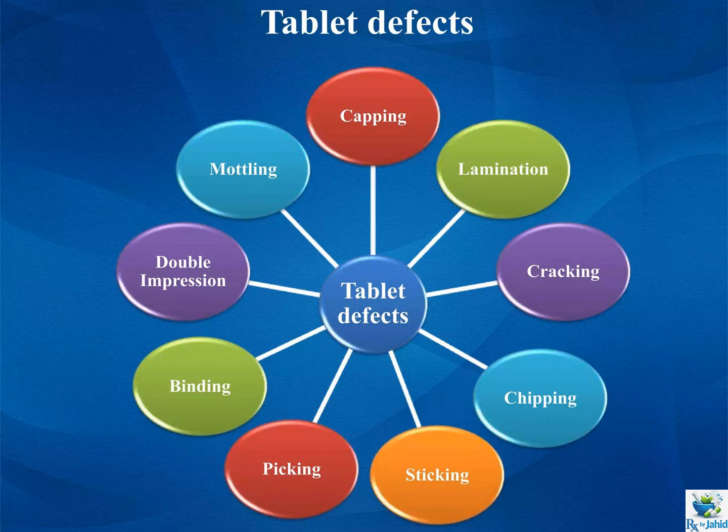So at the end of the video, we'll see that these four, capping, lamination, cracking, and chipping, are similar in case of their causes and remedies. On the other hand, these three, including binding, peaking, and sticking, are similar in case of their causes and remedies. And the rest two are double impression and mottling.